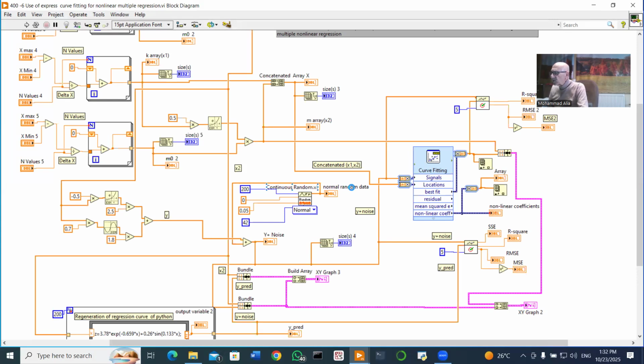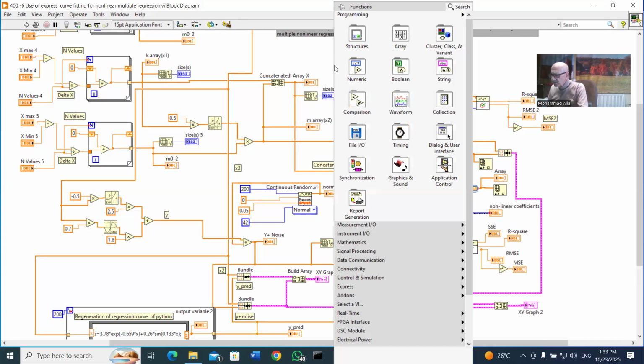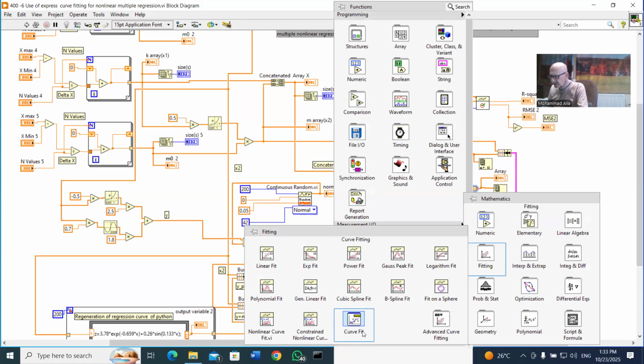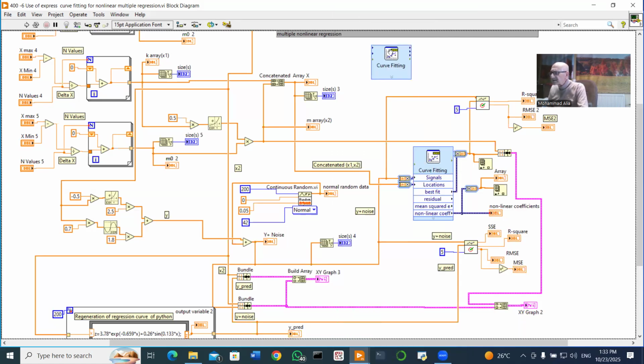Now we are still working with curve fitting and fitting for nonlinear functions. But we are not using now the same algorithm which we have used before. In LabVIEW, we have this function also, which can carry out fitting of multivariable nonlinear functions. Where it exists, I can show you. You can go to mathematics, to fittings here, and here you can see curve fit.